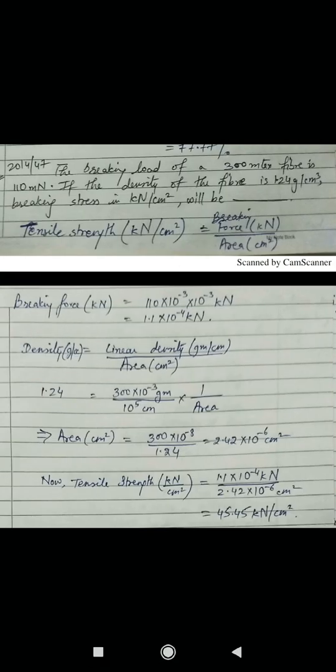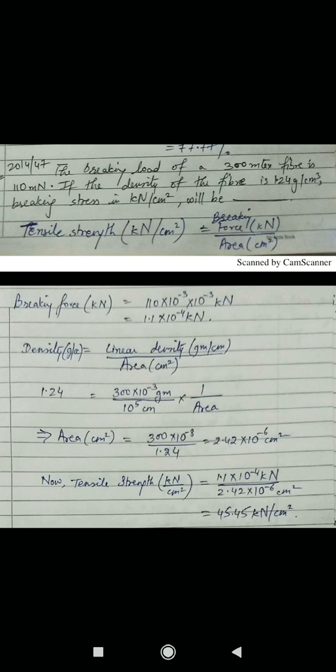Now we'll study two examples to understand the unit conversion between these two terms. First I'll take the example of one question that is from GATE paper 2014, in which the breaking load of a 300 millitex fiber is given as 110 millinewton, and density of the fiber is given as 1.24 gram per centimeters cube, and we have to calculate breaking stress in kilonewton per centimeter square.